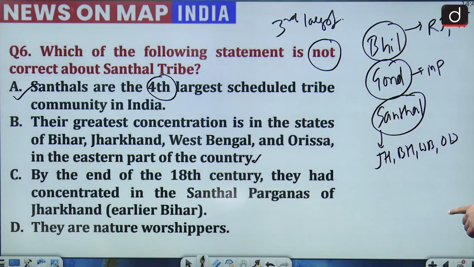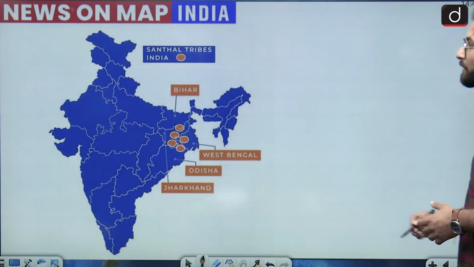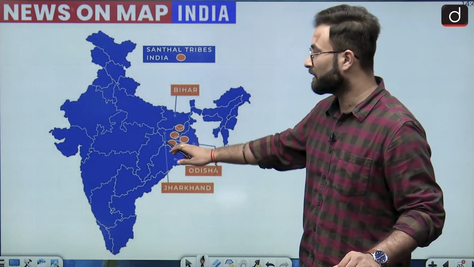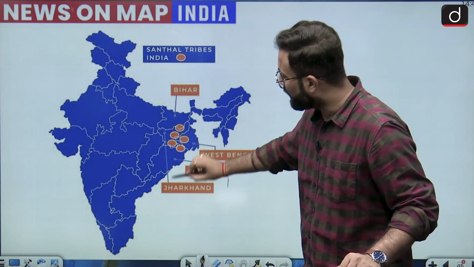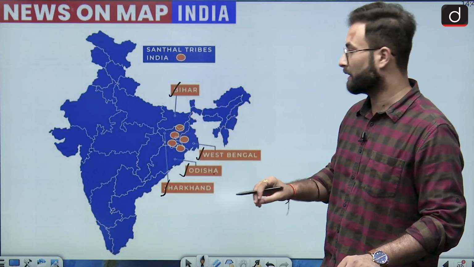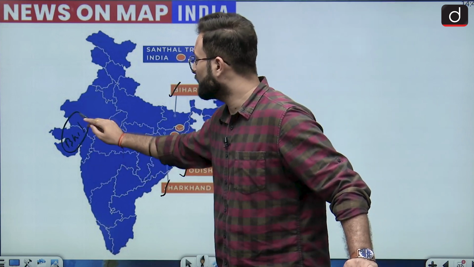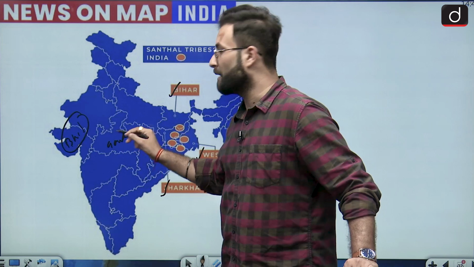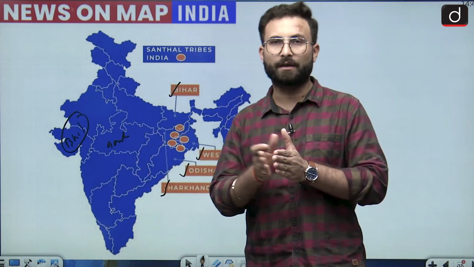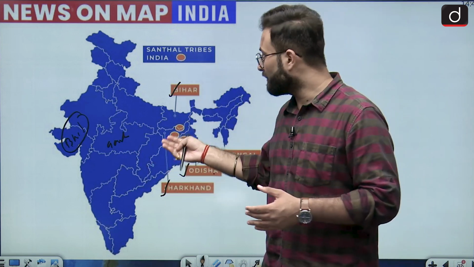Now, this is the Santhal tribe, and here you can see the areas where the Santhal tribe is concentrated. Mostly they are concentrated in Jharkhand. Jharkhand, Odisha, West Bengal and Bihar are the areas where the Santhal tribe is located. Bhils are mostly located in this particular area, Gonds are located in MP. This is not a watertight classification when we are talking about the areas. There are certain nearby areas where they can be found.